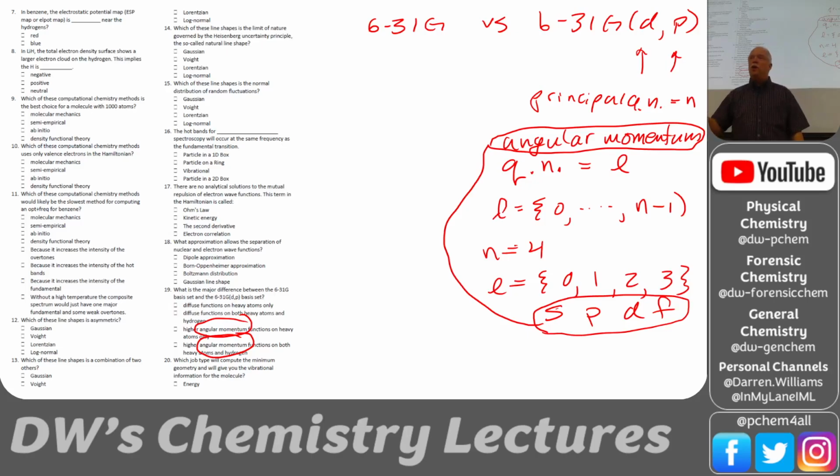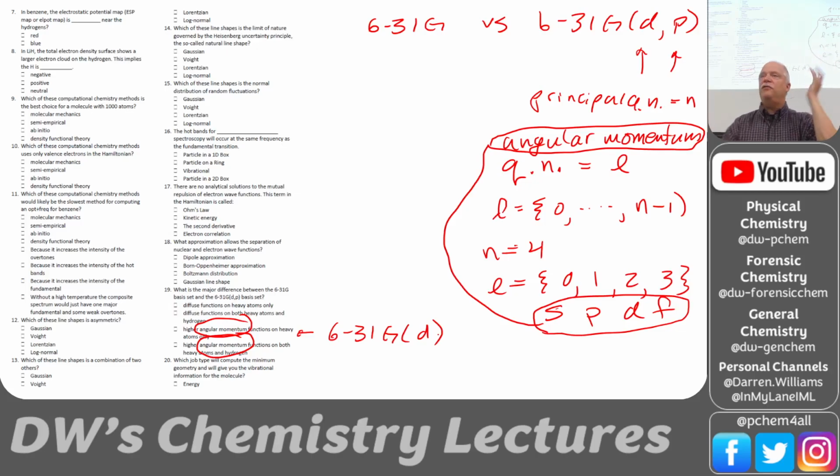Okay, so what would be a basis function where it's just angular momentum functions on the heavy atoms? Right, so 6-31G(d). So only d functions on the heavy atoms, no comma p. So that's just heavy atoms.